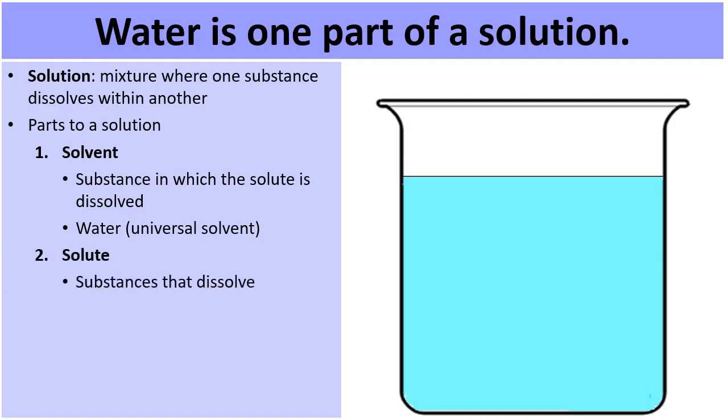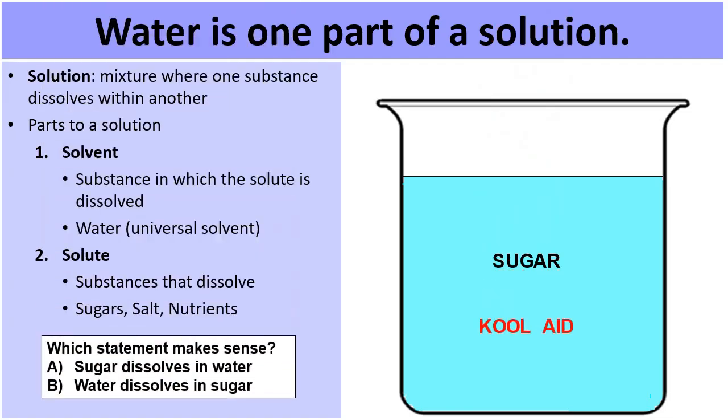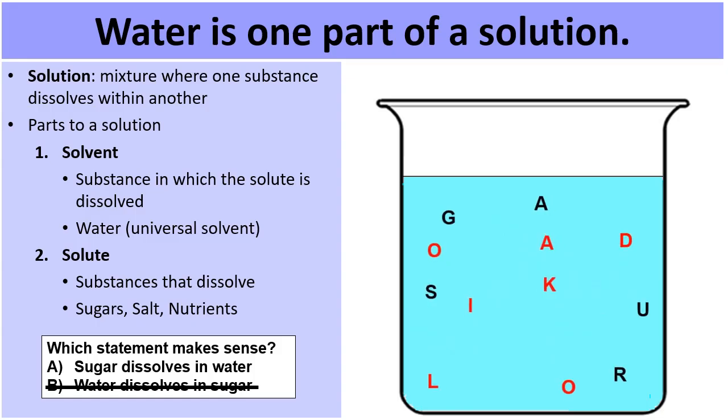Solutes are the parts that actually dissolve. And so if you put sugars into water, the sugars are going to dissolve. Salts will dissolve when you put them in water. Nutrients will dissolve when you put them in water. So here's a beaker of water. Let me add some sugar and maybe some strawberry Kool-Aid powder. And which makes sense? Statement A, sugar dissolves in water, or B, water dissolves in sugar. Statement A should make sense. The sugar and the Kool-Aid are going to dissolve within the water because the sugar and the Kool-Aid are the solutes and the water is the solvent.